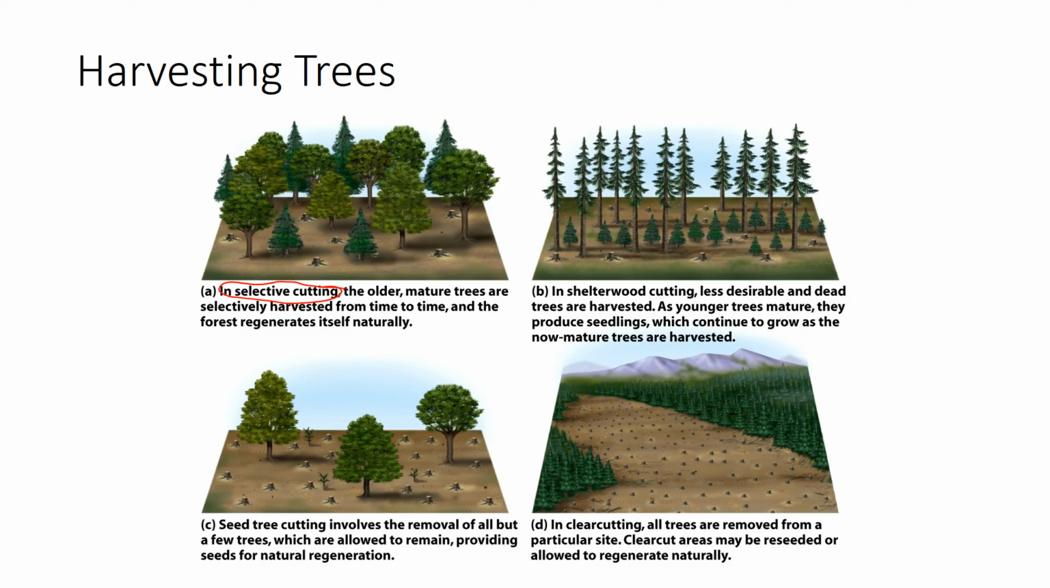Seed tree cutting is close to a clear cut, but you are leaving some trees behind so that the forest can regenerate naturally. That helps maintain biodiversity in terms of genetics at least. And then of course we have our clear cutting method, which is the most profitable but also the most destructive.